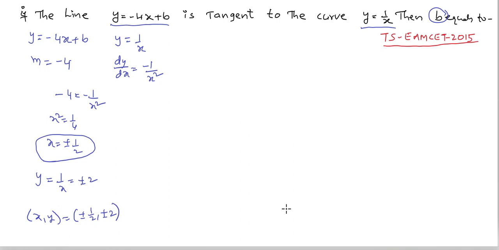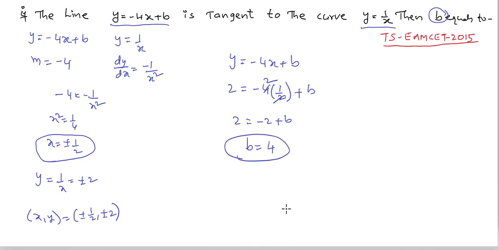Now substituting this point in the given line y is equal to minus 4x plus b. So y value is 2, that is equal to minus 4 into x value 1 by 2 plus b. So 2 times cancel, 2 is equal to minus 2 plus b. Therefore b is equal to 4. The value of b is 4. That's the answer.